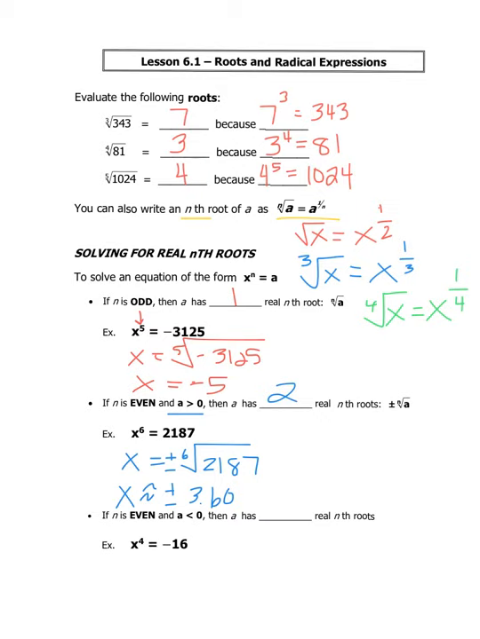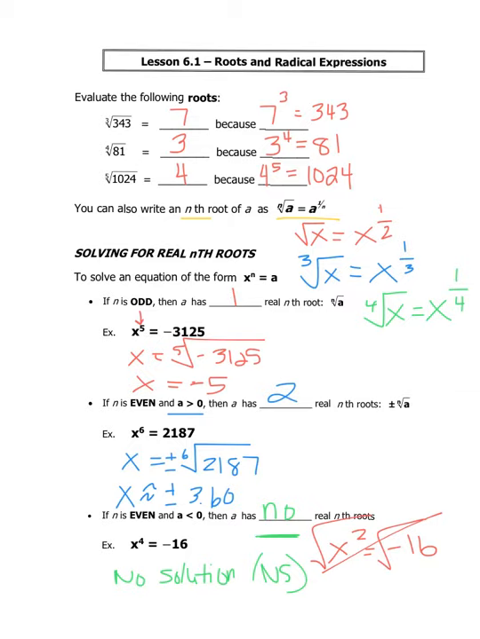Okay. Now if n is even and the value that you have is less than 0, then that means it has no real root. So if you have something with an even power and you want to solve and it says that it's equal to a negative number, this is automatically no solution. Or some people will denote it as an S for no solution. Think about it if it was something like x squared equals negative 16. If I take the square root of both sides, you can't take the square root of a negative 16. You can't take a square root of a negative at all, so automatically that makes that no solution.